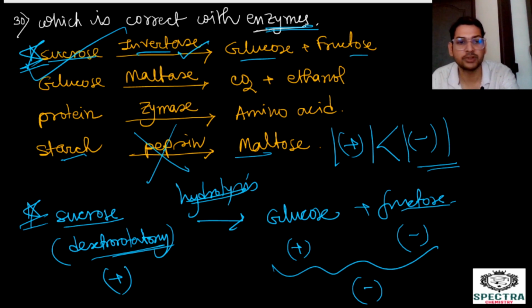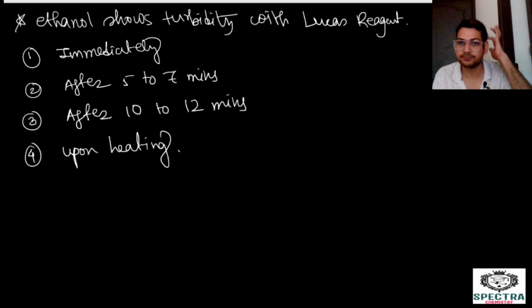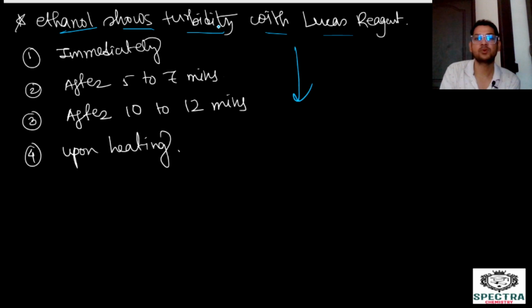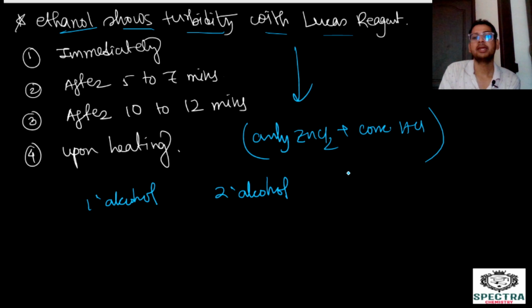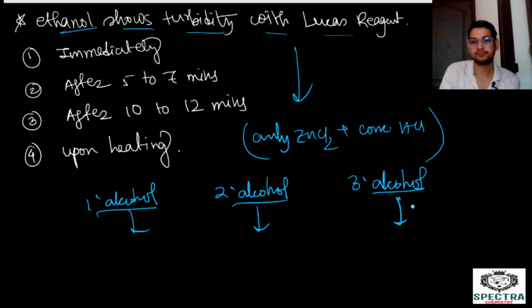Okay. And another question I got is probably this question. Ethanol shows turbidity with Lucas reagent. What is Lucas reagent? Lucas reagent is anhydrous ZnCl2 plus concentrated HCl. This is your Lucas reagent. Several times we have discussed this, and I told you that if there is a 1 degree alcohol, a 2 degree alcohol, a 3 degree alcohol, with Lucas reagent, what happens?